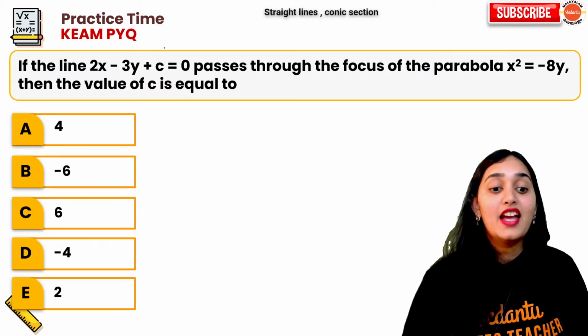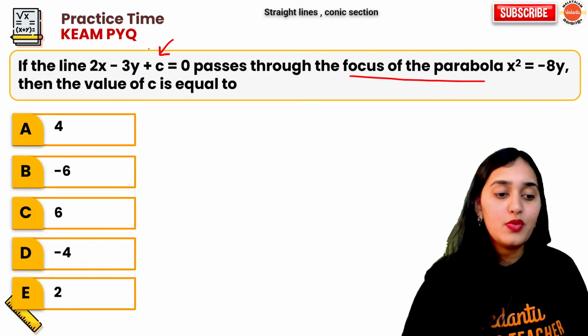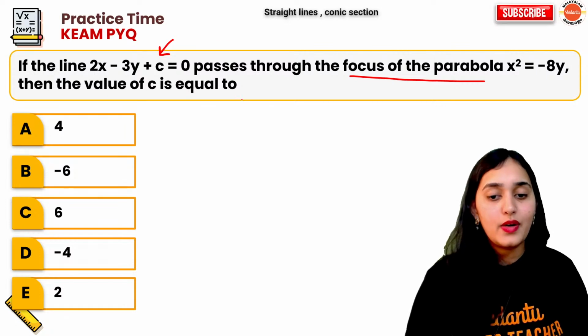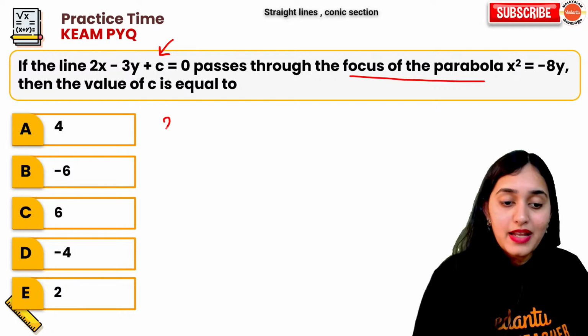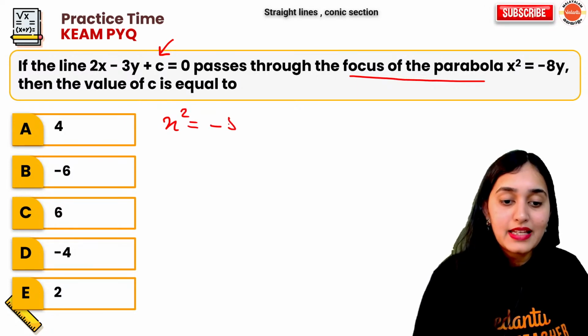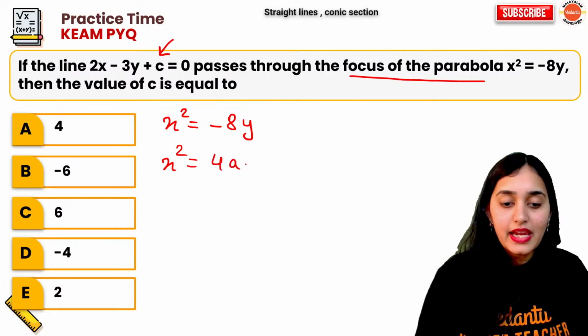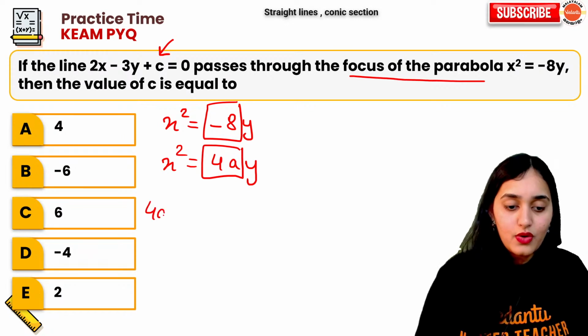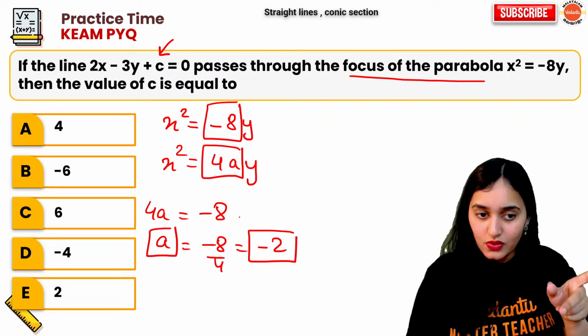Okay, next question. If this line is passing through the focus of this parabola, then the value of c is equal to dash. Focus of the parabola. What is the focus of the parabola? x square is equal to minus 8y. So let us take it as x square is equal to 4ay. So 4a is minus 8. A is minus 8 by 4. That is minus 2. So a is minus 2.